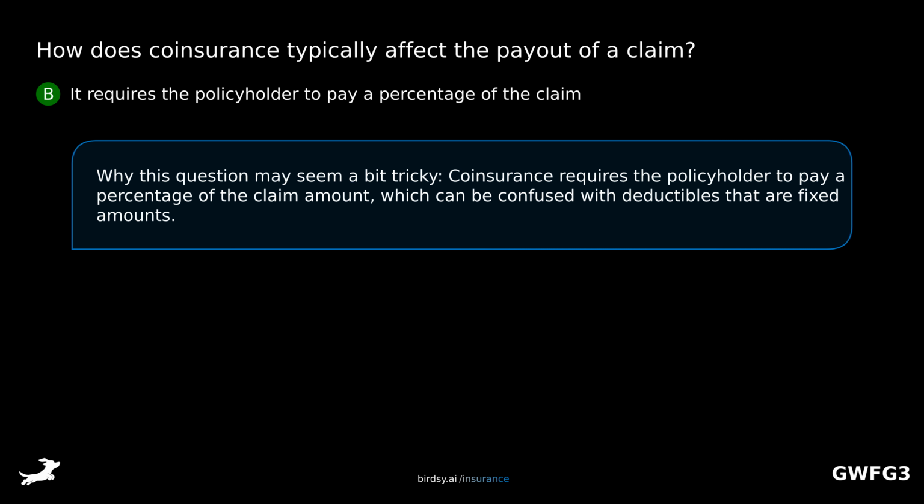Why this question may seem a bit tricky. Coinsurance requires the policyholder to pay a percentage of the claim amount, which can be confused with deductibles that are fixed amounts.